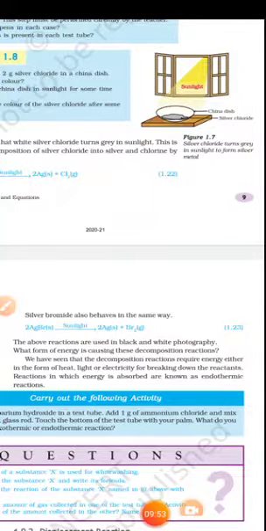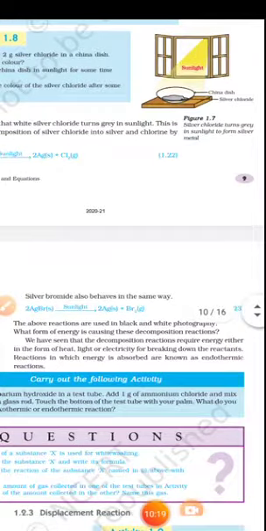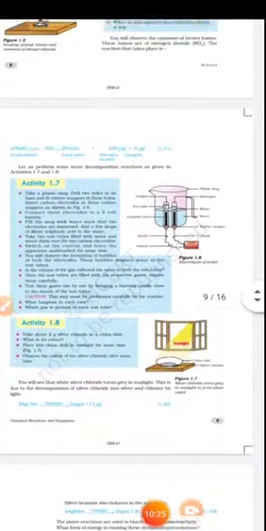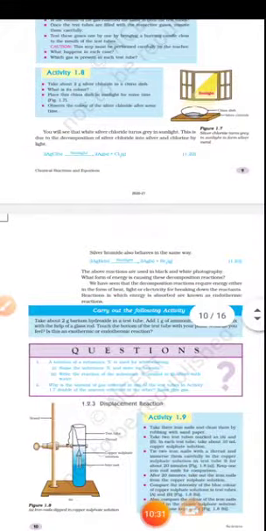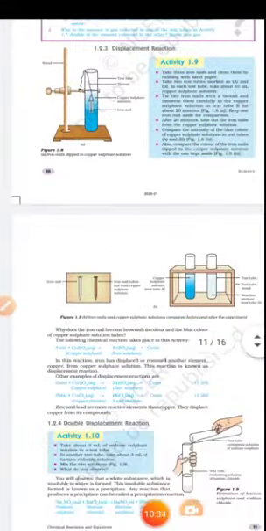You have to remember that before the 19th century, there was only black and white photography in India and other countries of the world. We have seen that decomposition reactions require energy in the form of heat, light or electricity to break down the reactant. A reaction in which energy is absorbed is known as an endothermic reaction. So you have to learn that decomposition reaction is an endothermic process.